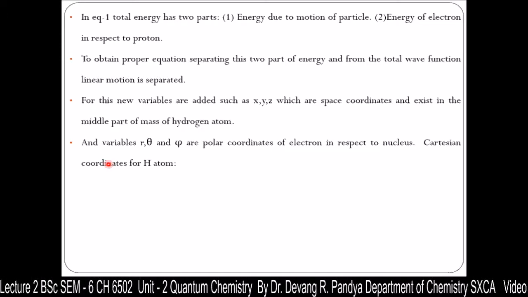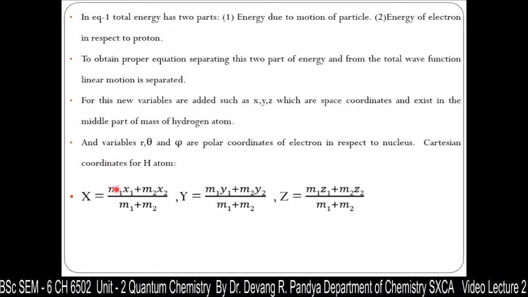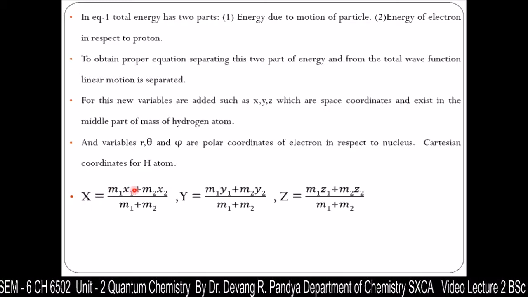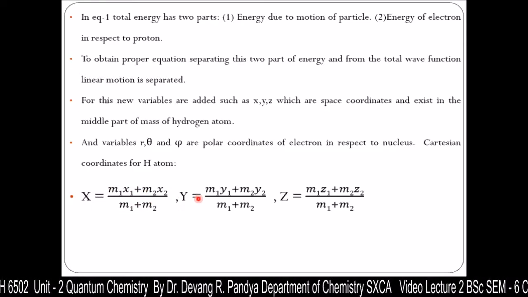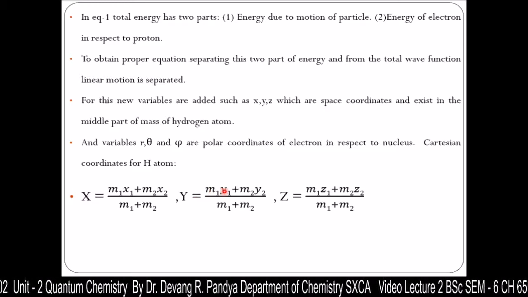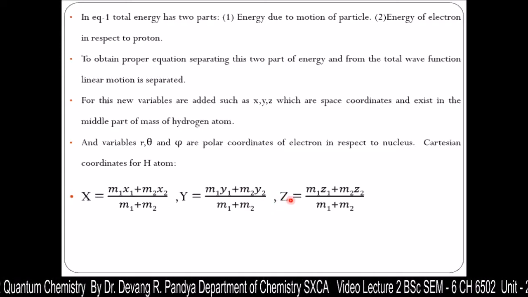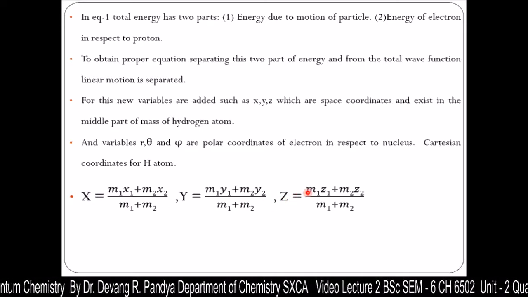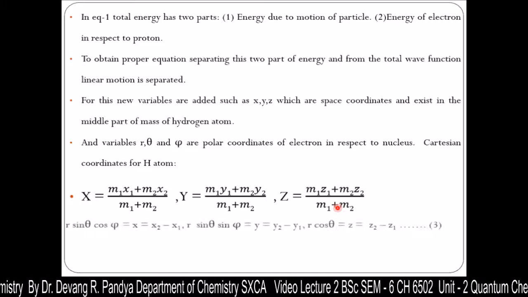So Cartesian coordinates for hydrogen can be written as x is equal to (m1 x1 plus m2 x2) upon (m1 plus m2). The y Cartesian coordinate is represented as (m1 y1 plus m2 y2) upon (m1 plus m2), and z can be represented as (m1 z1 plus m2 z2) upon (m1 plus m2).